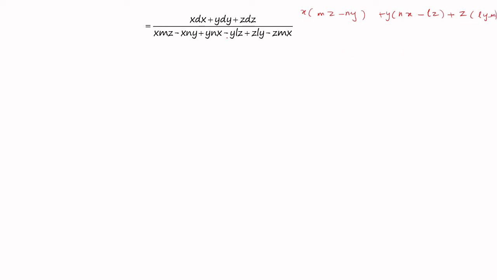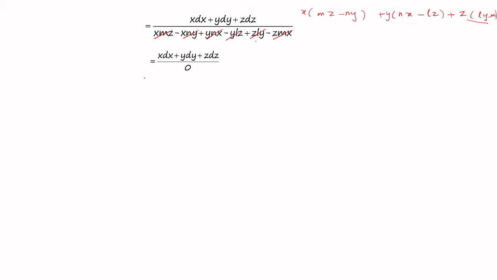So we are taking x inside: x mz minus x ny plus y nx minus y lz plus z ly minus z mx. Now here x mz minus x mz, x ny and y nx, here also you have y lz and z ly, plus and minus. So all the terms get cancelled. So you have x dx plus y dy plus z dz by denominator 0.